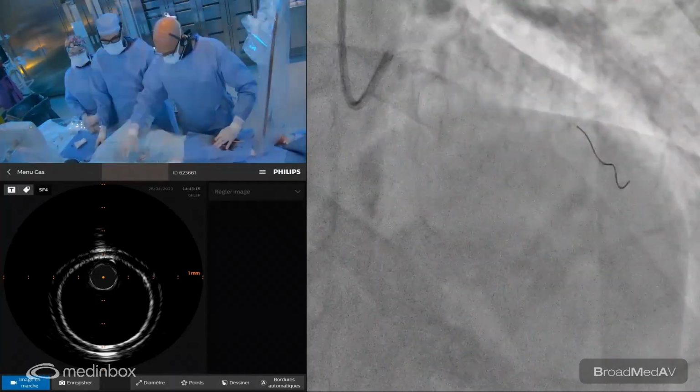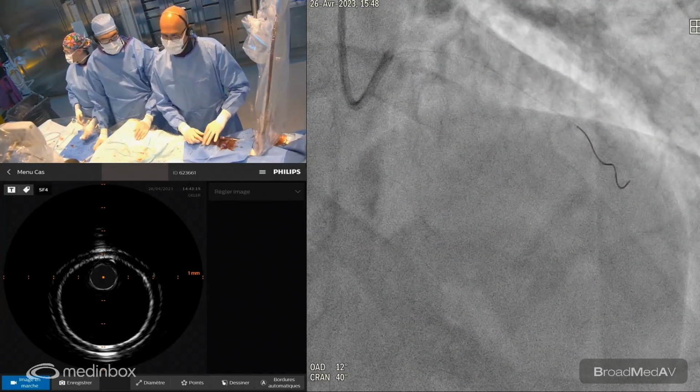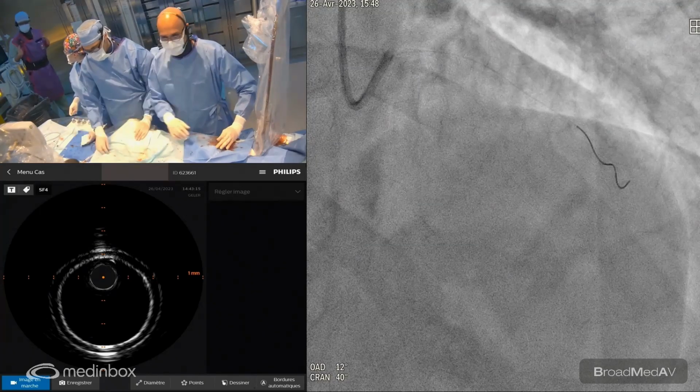I don't have enough curve on my wire, so I'll take a second wire and put it down in the LAD. Can I have a second wire, please? Yeah.